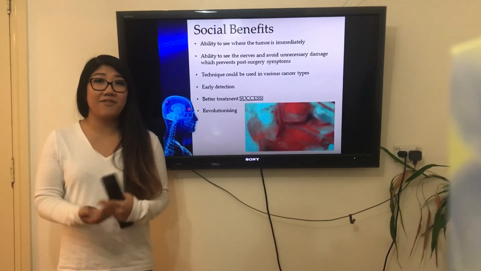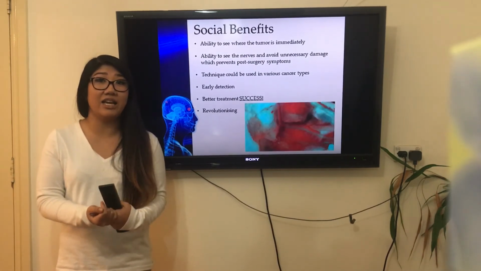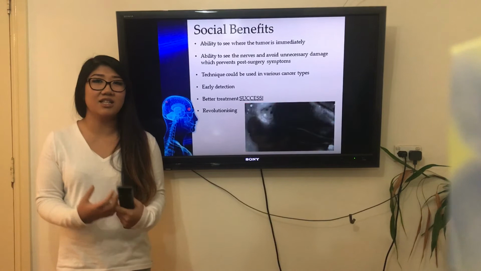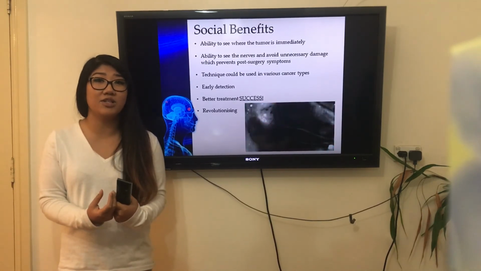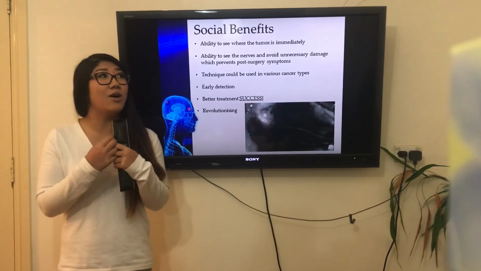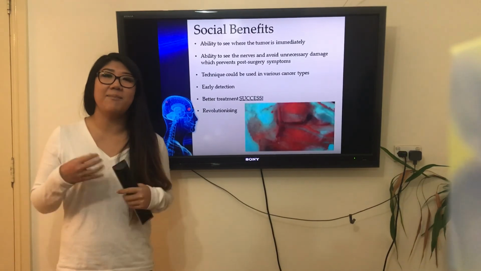If approved by the FDA to globally use this technique, it would offer great promise to physicians and patients, allowing greater precision across many different cancer types, whilst also allowing early detection and better treatment success, consequently reducing post-surgery symptoms.